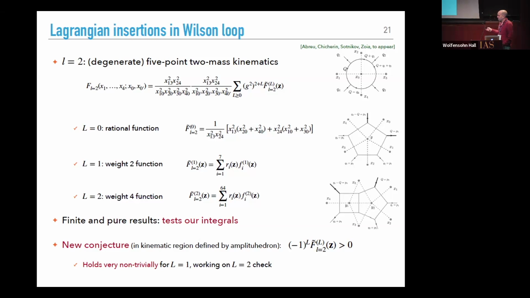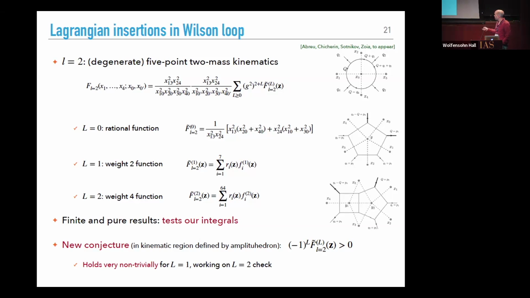A test of our calculation is that the result is finite and pure. The way we do the calculation, you have these IBPs, like Lorenzo told you, they mix UV poles, IR poles, and so on, and you put everything together, and the thing that comes out at the end should be free of any singularities, and it should be a weight 4 function. This we could already verify for the 2-loop case using our integrals.